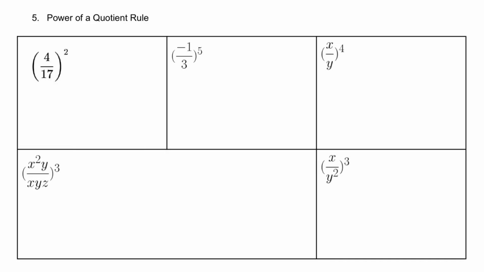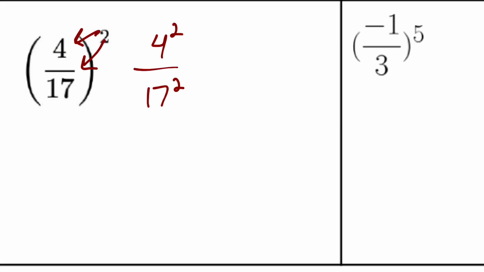This next rule is very similar. It's using the power rule and the quotient rule together. And just like before, we're going to be distributing our exponent into each term. Here, this becomes 4 squared divided by 17 squared. I can simplify this to 16 over 289. Notice if you left this as a decimal, it would not be correct. Here we are simplifying, so we want to leave everything as fractions.